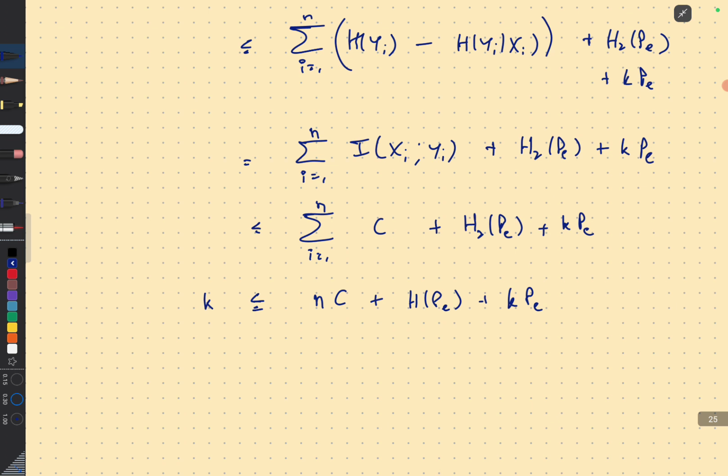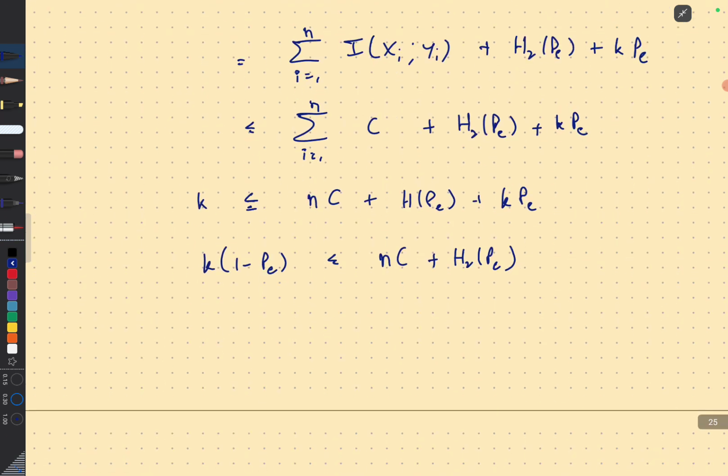So effectively what I have is that k is less than or equal to n times C plus h of Pe plus k times Pe, or k times (1 minus Pe) is less than or equal to n times C plus h of Pe, or k by n, which is the rate r, is less than or equal to C by (1 minus Pe) plus h of Pe divided by k times (1 minus Pe).